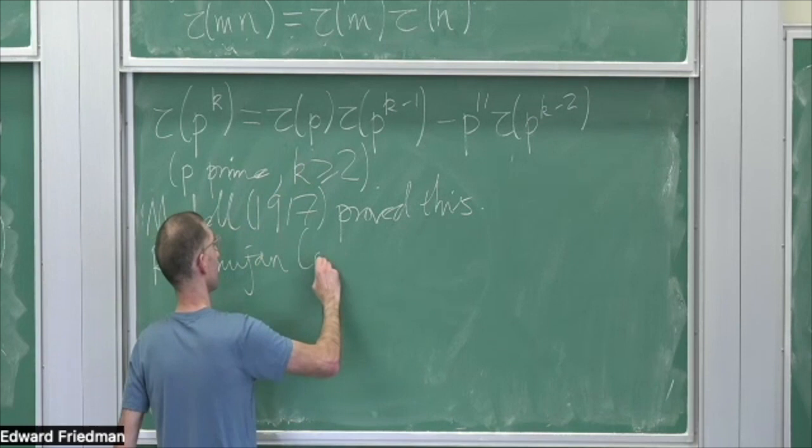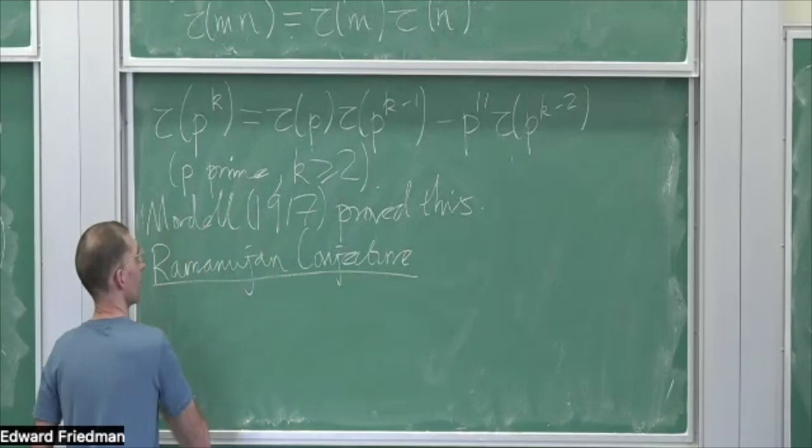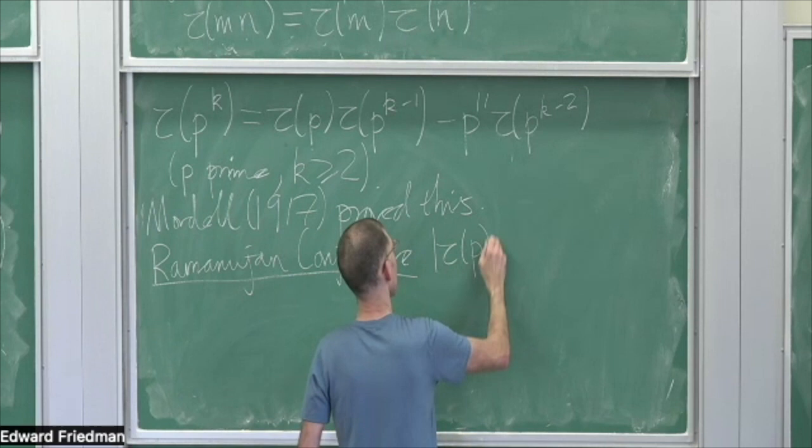The Ramanujan conjecture. It's from the same paper, he conjectures that for all primes p, the absolute value of tau of p is bounded by 2 times p to the 11 over 2.